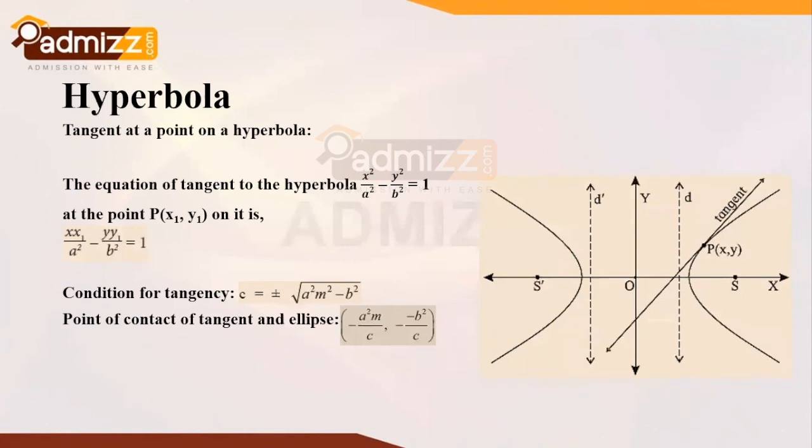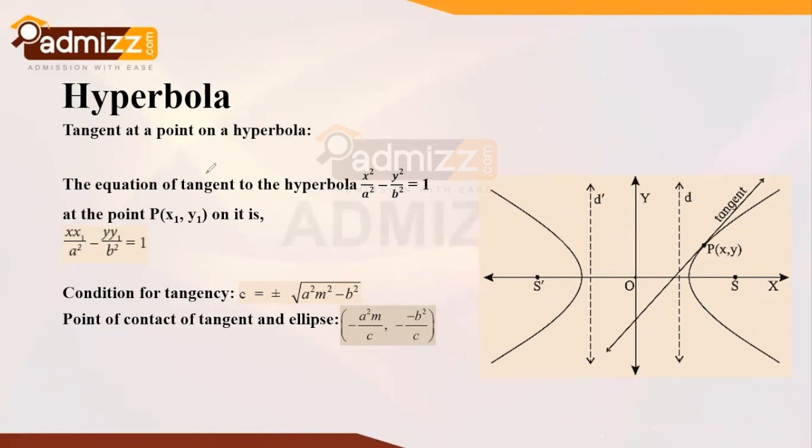Now, few of the concept related to the tangent at a point on a hyperbola, that is the equation of tangent, which is similar to the one which we have gone through the fundamentals of ellipse. So only the sign difference is here, that is in the ellipse we are having positive sign, in hyperbola we are having negative sign. But the equation of tangent to the hyperbola remains same.